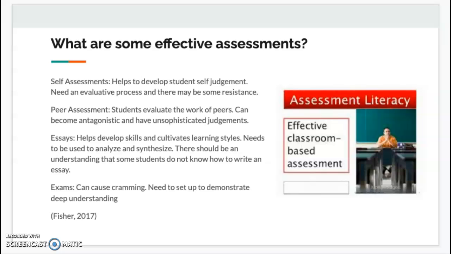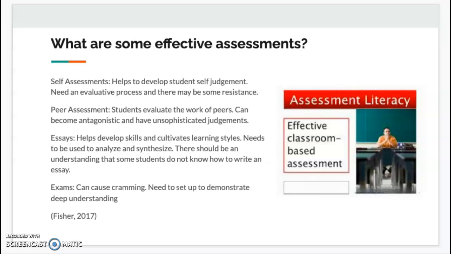Essays help develop skills and cultivate learning styles, and need to be used to analyze and synthesize. There should be an understanding that some students do not know how to write an essay. As I mentioned earlier, for my social studies classes in junior high, I do a lot of short essay questions for my assessments because I feel like it creates retention of the information and makes them develop skills where they explain the reason for their answer instead of just giving me an answer.